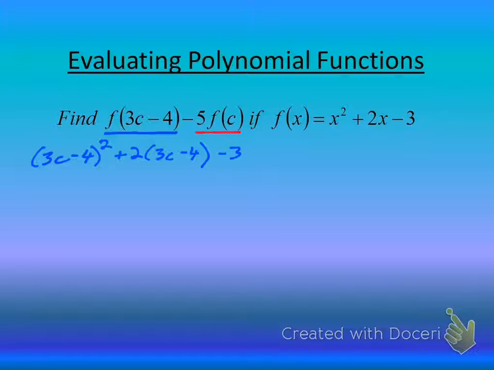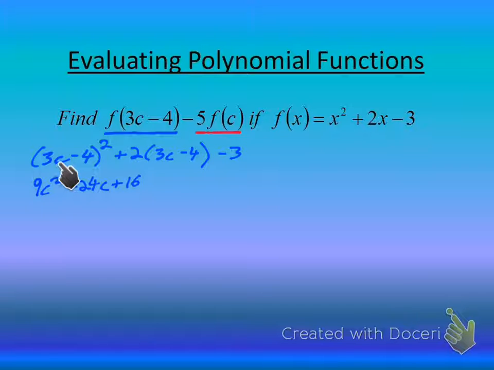Now, there's a shortcut to foiling. I don't know if you guys know this or not. Here's how you do it. See the first term? 3c. Square that. What's 3c squared? 9c squared. Great. Pay attention now. This one's the tricky part. 3c times negative 4, negative 12c. Negative 12c times 2, negative 24c. Wait, why? Yeah, makes sense. Square negative 4? 16.